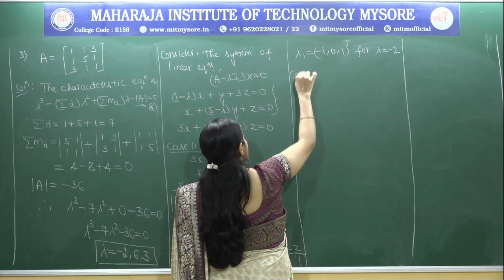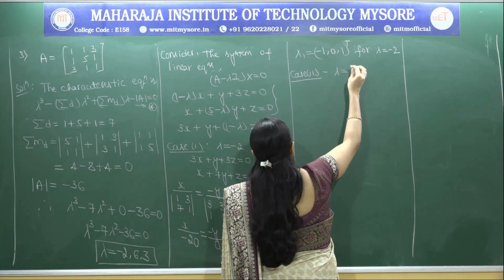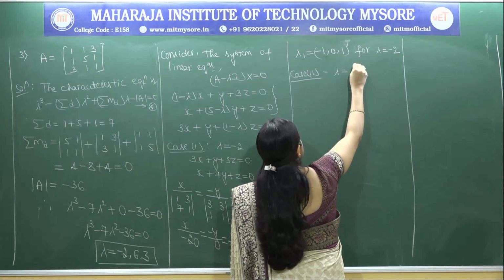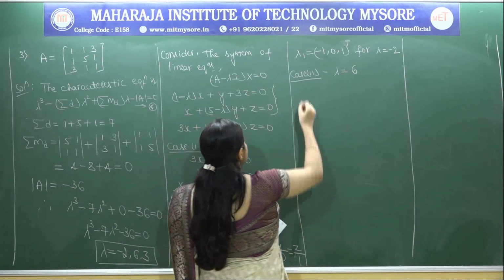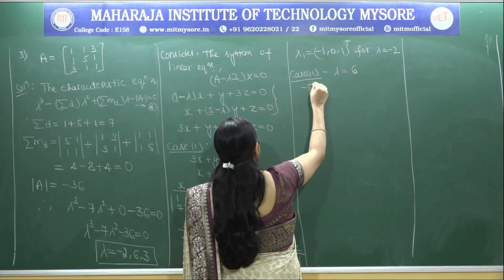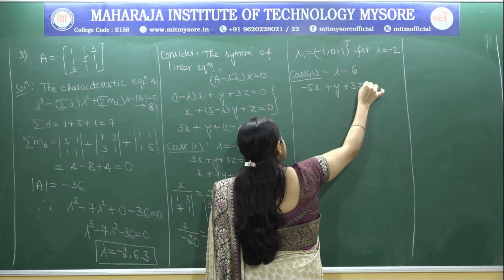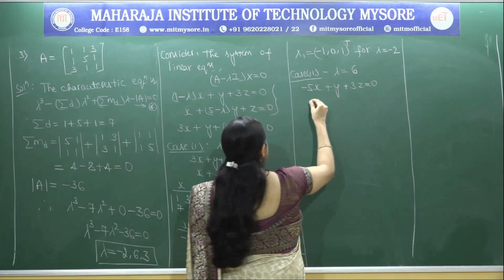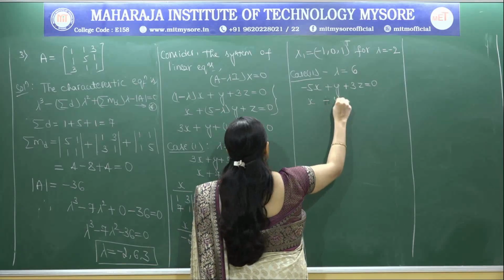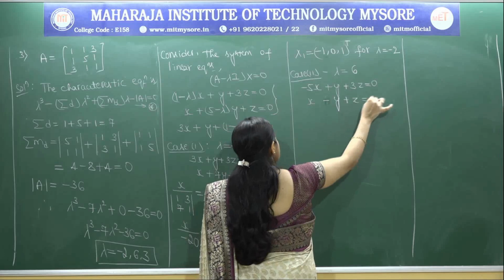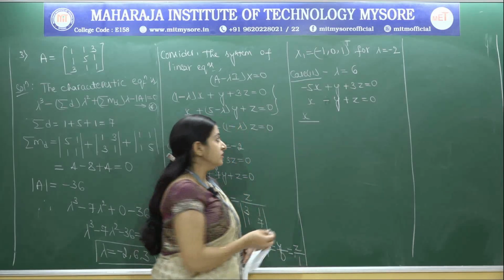Similarly, case 2, put lambda equals 6 in the system of linear equations. So 1 minus 6, you will get the minus 5x plus y plus 3z equals 0. Second one, 5 minus 6, you will get the minus y plus z equals 0. The same as the case 1.